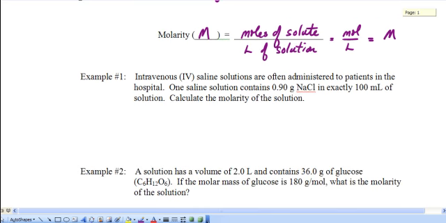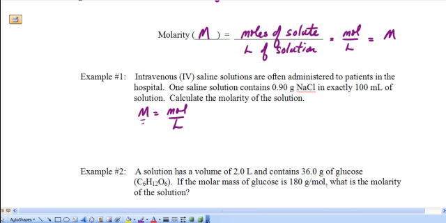So, example number 1 says, intravenous saline solutions are often administered to patients in the hospital. One saline solution contains 0.90 grams of sodium chloride in exactly 100 mL of solution. Calculate the molarity of this solution. So, you know that molarity equals moles of solute per liter of solution. We're looking to figure out what the molarity is.